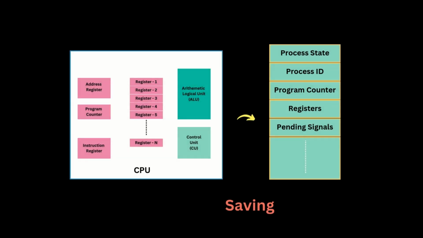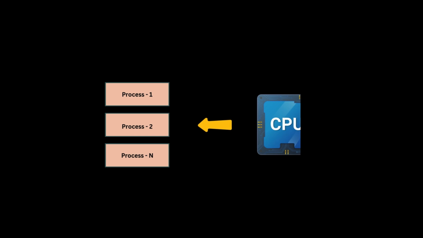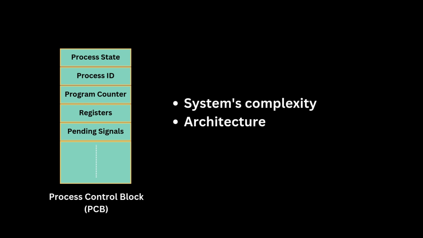By saving and restoring the CPU state during context switching, the Linux kernel enables different processes to share the same CPU without interfering in each other's tasks. On average, the size of a process control block in modern operating systems is between 1 kilobyte and 2 kilobytes, though the actual size can vary depending on the system's complexity, architecture, and the specific data stored for each process.